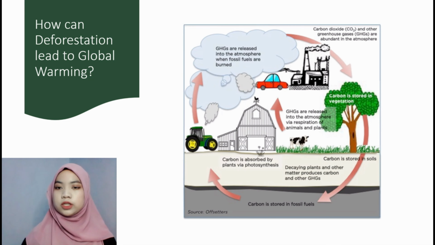How can deforestation lead to global warming? First, carbon dioxide, CO2, and other greenhouse gases, GHGs, are abundant in the atmosphere. Decaying plants and other matter produce carbon and other GHGs. Carbon is stored in fossil fuels. GHGs are released into the atmosphere when fossil fuels are burned. GHGs are also released into the atmosphere via respiration of animals and plants.